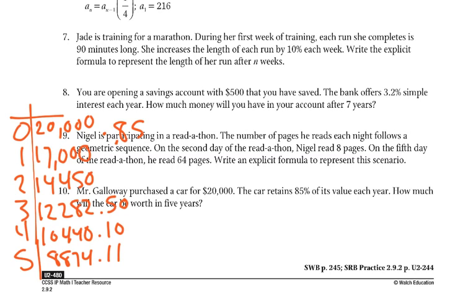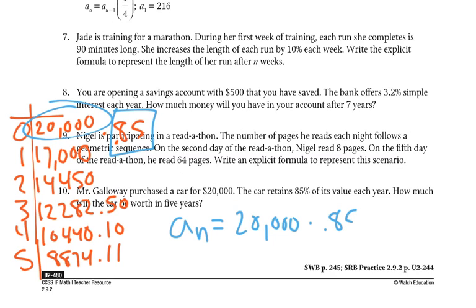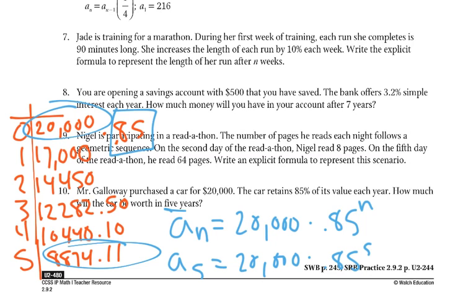However, if we wanted to, we take our start number, 20,000, times it by that growth ratio, the constant ratio, to the n. And for 5, we'd go a sub 5 equals 20,000 times 0.85 to the fifth, which if we type that in, we end up with the same exact number. And there we go, guys.